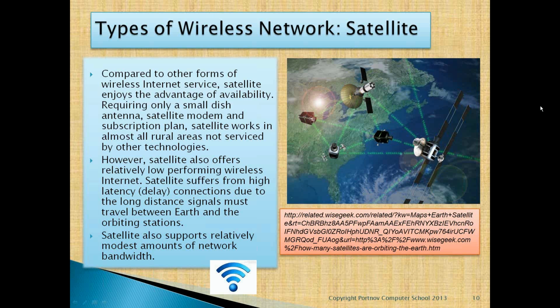Compared to other forms of wireless internet services, satellite is available everywhere. All you need is a small dish and antenna, a satellite modem and a subscription plan, and boom, you're already in. Yeah, it's still slow. It still has the disadvantage of high latency because of delay, the connection to the long distance signal. But it's something nice to have when you live somewhere in the middle of nowhere.